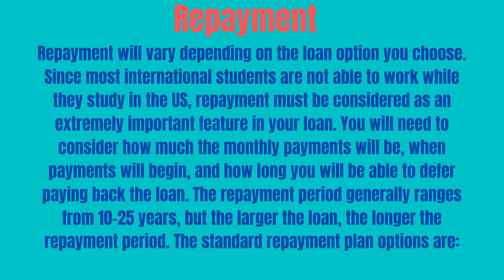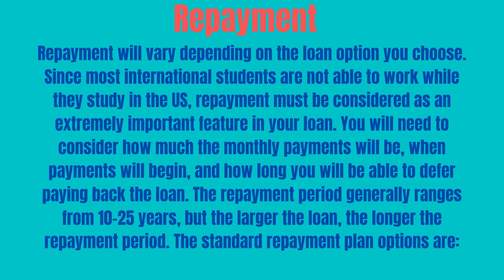Repayment. Repayment will vary depending on the loan option you choose. Since most international students are not able to work while they study in the U.S., repayment must be considered as an extremely important feature in your loan. You will need to consider how much the monthly payments will be, when payments will begin, and how long you will be able to defer paying back the loan. The repayment period generally ranges from 10 to 25 years, but the larger the loan, the longer the repayment period.